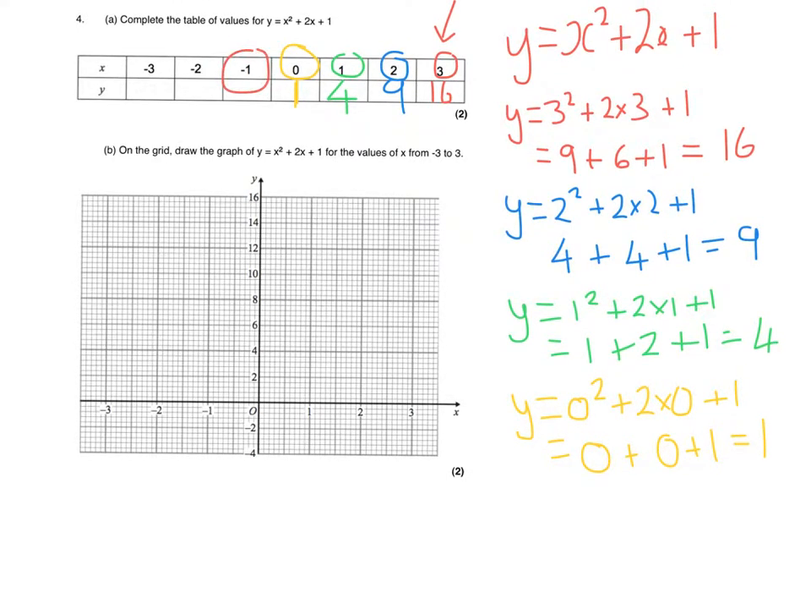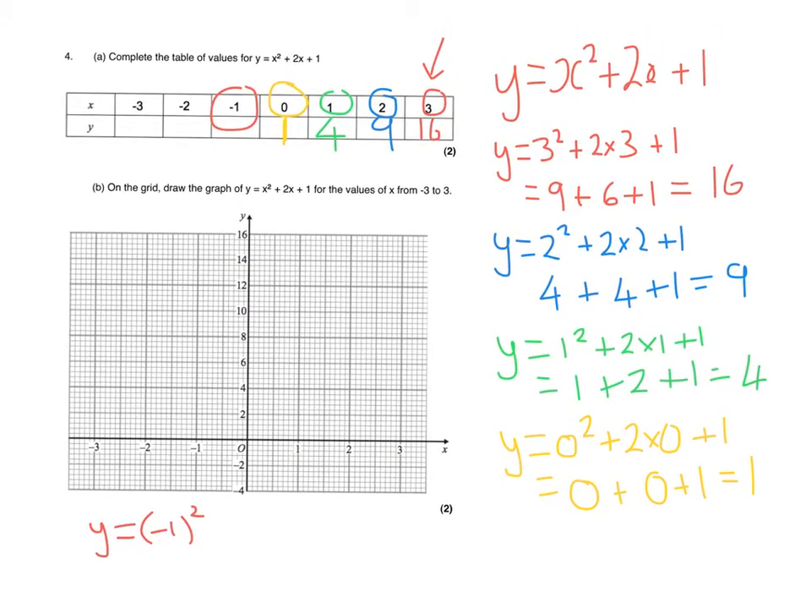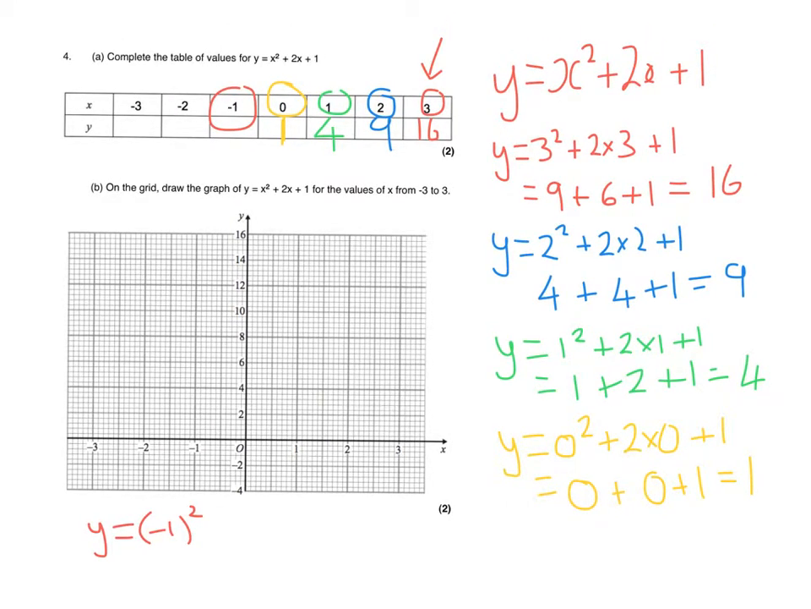So we've got y equals minus 1, I'm going to put that in brackets, squared. I'll just scroll down so you can see the equation again. Plus 2x. So plus 2 times minus 1 plus 1. Minus 1 squared is 1. Positive 2 times negative 1 is negative 2. And then plus 1. So we've got 1, take away 2 is minus 1, add 1 is 0.